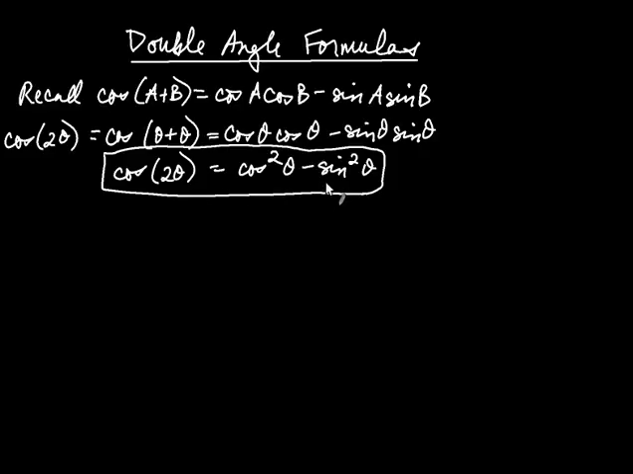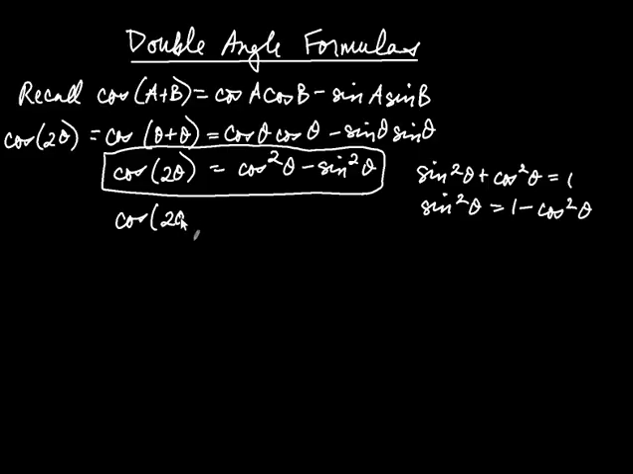Now it turns out that there are 2 other forms, and the reason is because recall that we have an identity, sine squared theta plus cosine squared theta. We know that's always equal to 1. So if you use this to isolate sine squared, you get sine squared theta is equal to 1 minus cosine squared theta. And then you can replace the sine squared with this, 1 minus cosine squared theta. So this can be rewritten in the following way.